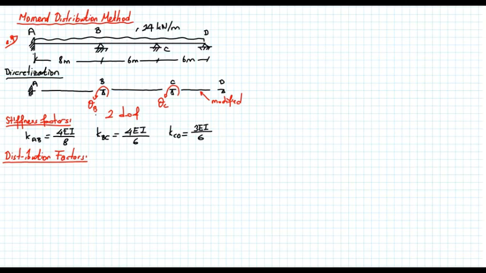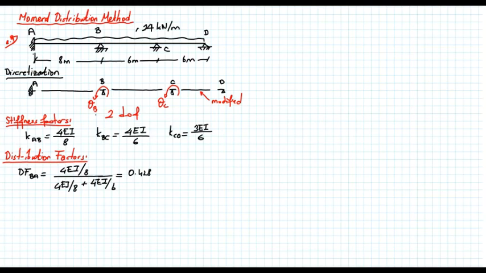Let's start from node B. So distribution factor BA is equal to 4EI over 8, the stiffness of member AB, divided by the total stiffness at B. 4EI over 8 comes from member AB, plus 4EI over 6 comes from member BC. So the distribution factor is equal to 0.428.